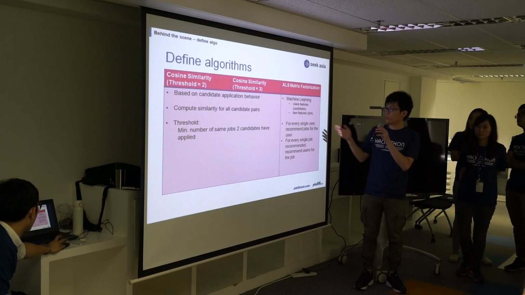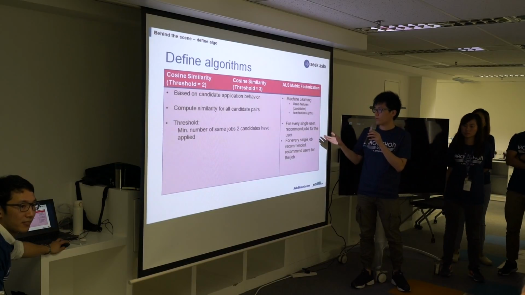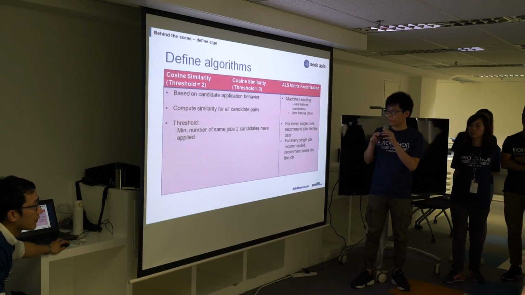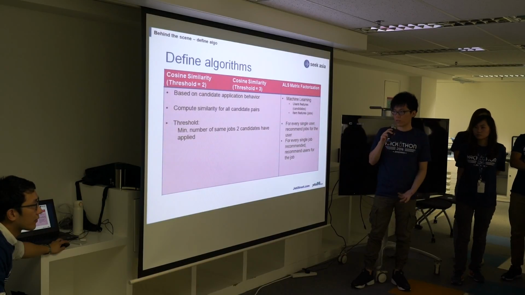And lastly, we also tried ALS. This is a matrix factorization algorithm, and this is machine learning. This is just an experiment, but it turns out that the results are quite good.